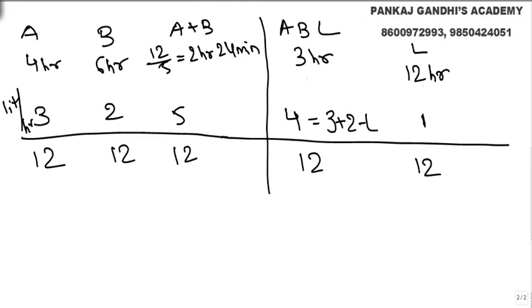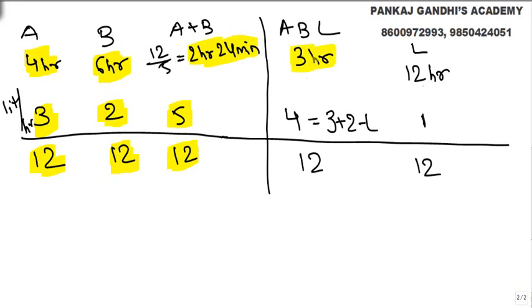Let's quickly check out what we did. A in 4 hours, 12 liters. B in 6 hours, 12 liters. So A per hour 3, B per hour 2. Together the two of them fill 5. Total to fill 12, without leakage, they need 2 hours 24 minutes. Today, because of leakage, 36 minutes more than this.